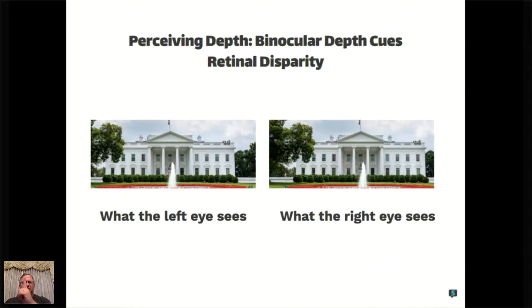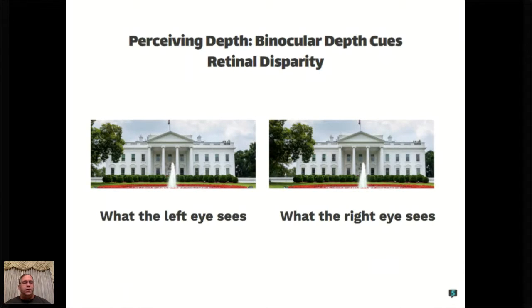Put your finger in front of your face, with one eye open. Make a note of where your finger is in your visual field. So with one eye open, the other eye closed or covered, you look at your finger and you make a note of where your finger is in your visual field. Now switch eyes. When you switch eyes, you realize your finger is in a different part of your visual field.